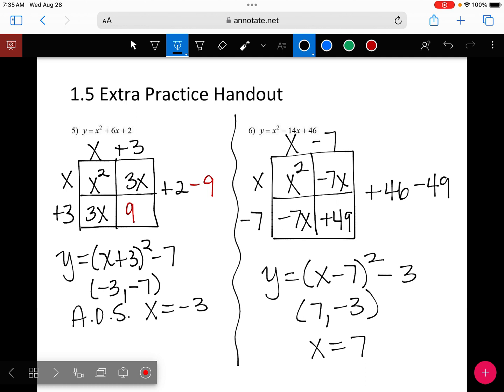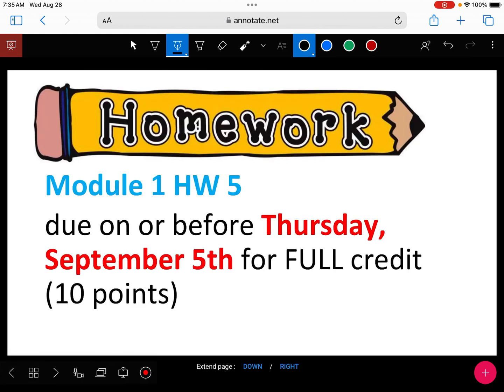Homework 5. Oh, that looks good. Yeah. Due date for homework 5 is, go ahead and write this on your paper. It's actually, yes, a week. You got it next Thursday.